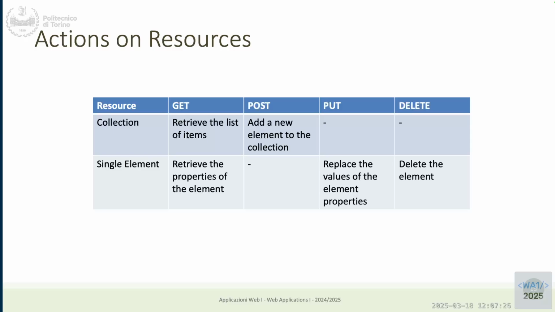And on the other hand, a post operation on a list, on a collection, would create a new element, append a new element to the collection. It's the new operation. You take an object and you post it to a collection. Post increments the data.